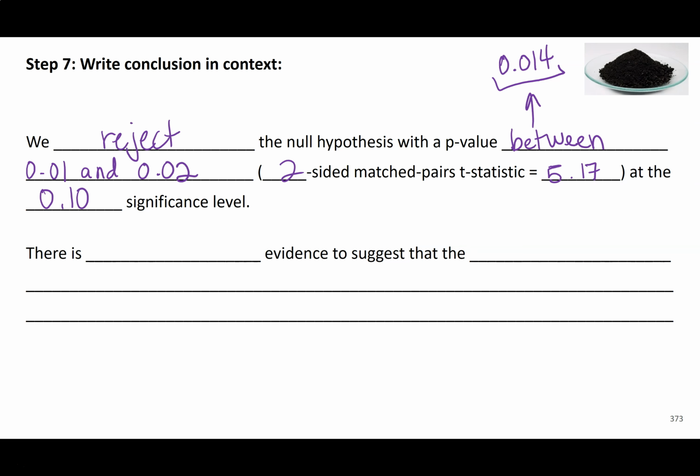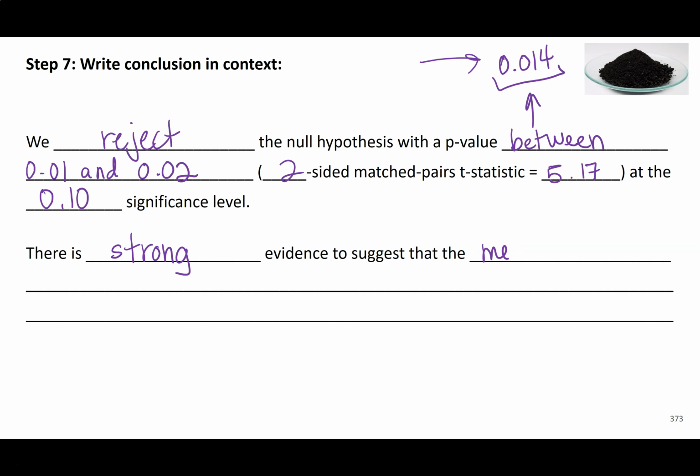The idea is if the average difference in iron detected between the two methods really was 0, the probability that we would have seen differences that were 0.15 in either direction or bigger, that would only happen about 1.4% of the time if the null really were true. So that's enough evidence to make us say, you know what, I suspect the null isn't true. So here, I'd say there's probably strong evidence to suggest that, and now we're going to put the alternative in words, in context.